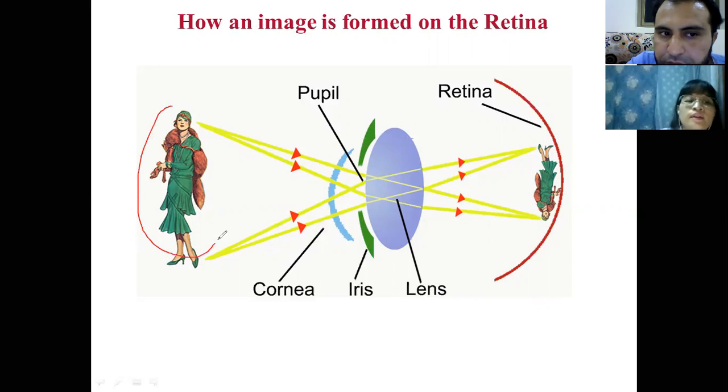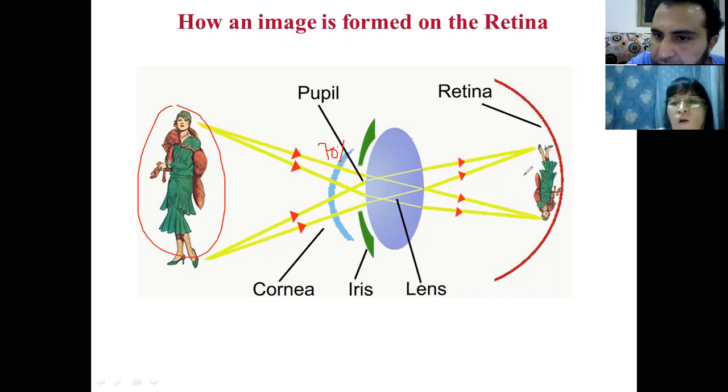In this figure, this is an object and the light rays are diverging from the object. 70% of the light rays are refracted at the cornea and aqueous humor, and 30% is because of the ciliary muscle and suspensory ligament. The eye lens makes a refraction and the light rays meet at an intersection. This is called the principal focus point.